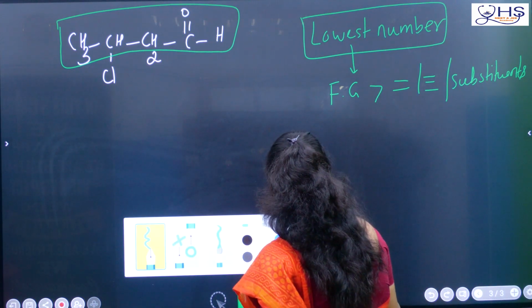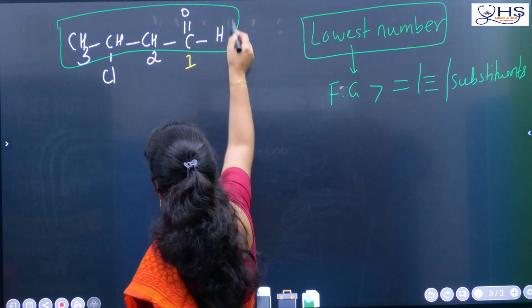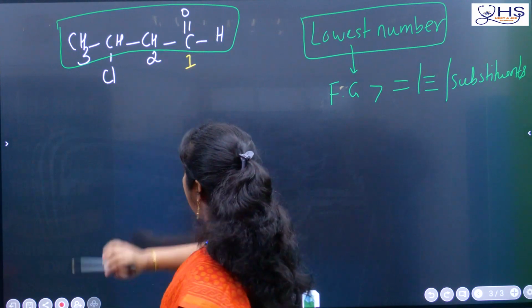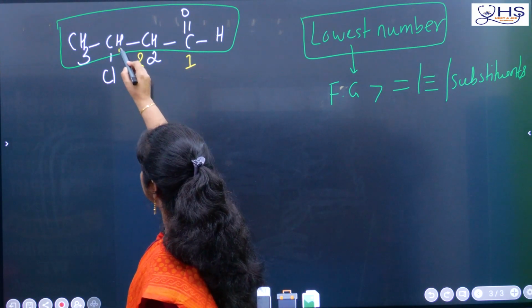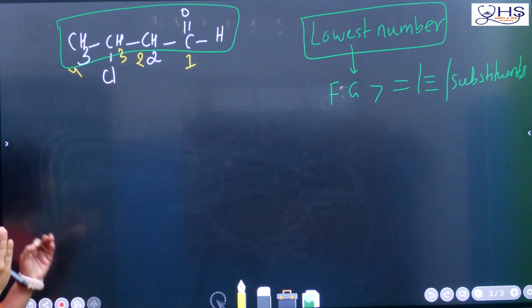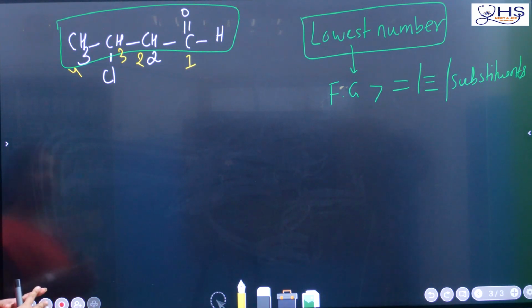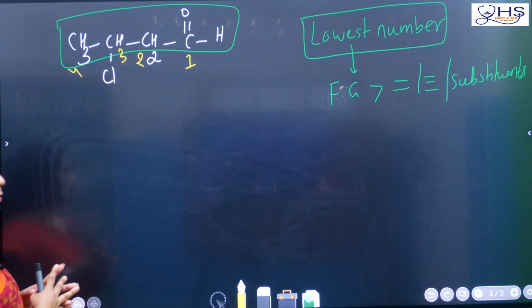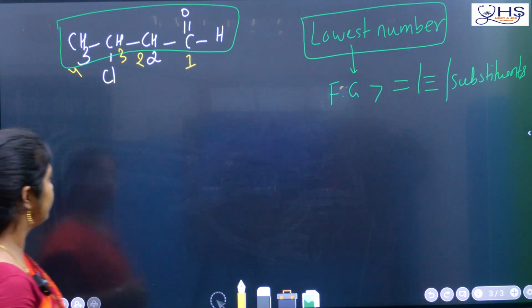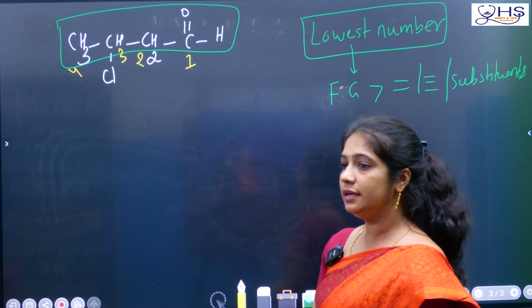So let's do numbering here. This carbon is 1, this is my functional group which is an aldehyde, and this is second, third and fourth. First we have to select the longest carbon-carbon chain, and after selecting it, we give the numbering. Now the numbering part is over. After that you have to follow these 3 parts to write the name.